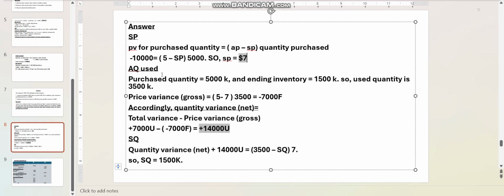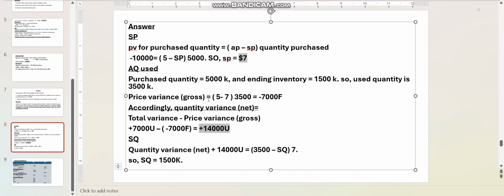Then we are going to figure out actual quantity used. That's very easy. Since purchased quantity is 5,000 kilos, while ending inventory means unused quantity is 1,500, so used quantity is 3,500 kilograms. Then, since we are seeking the way that satisfies the production manager, we need quantity variance net and obviously price variance gross.